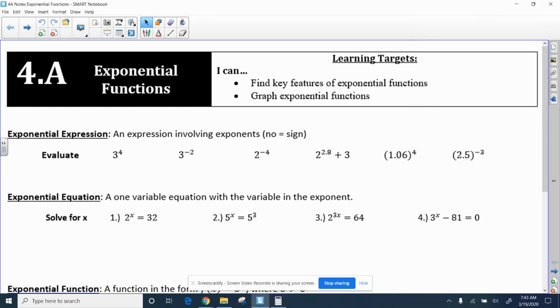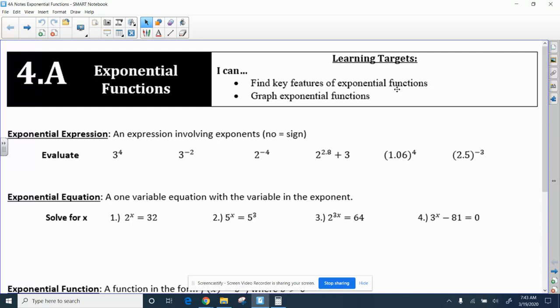Okay, so we're starting our next chapter. We're starting chapter 4, which is all about exponential and logarithmic equations and functions. So our learning targets for this first section, 4A: I can find key features of exponential functions and I can graph exponential functions.